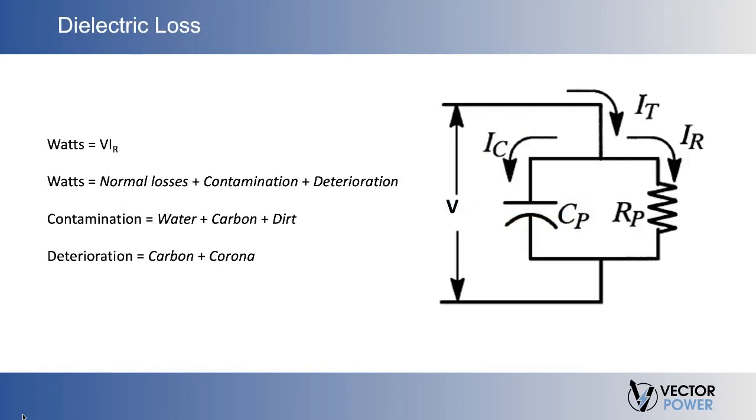Next, let's talk a little bit about dielectric loss. Dielectric loss is the time rate at which electric energy is transformed into heat in a dielectric when it is subjected to an electric field. The heat generated is given in terms of watts. Dielectric loss quantifies a dielectric material's inherent dissipation of electromagnetic energy.